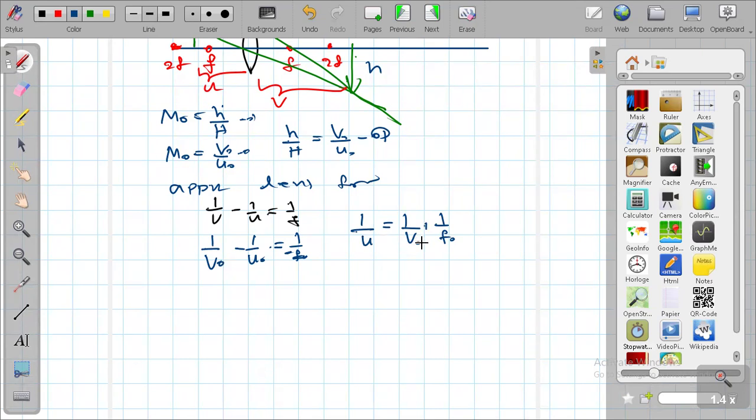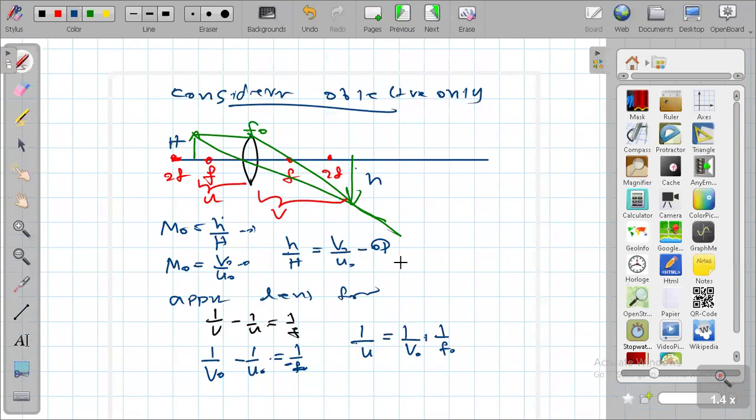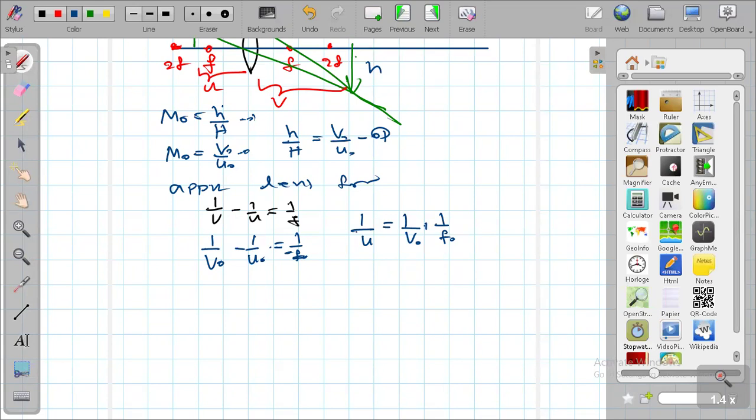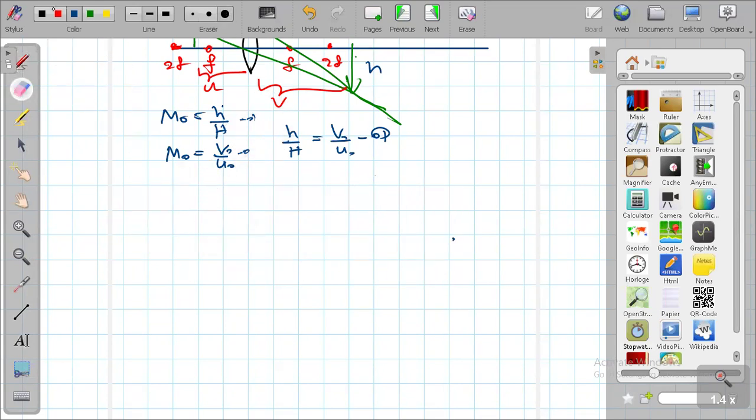So what can you do for this one now? Look carefully. What do I need to get here? Wait, wait. From equation X, M equals V over U, D equals MO times ME.